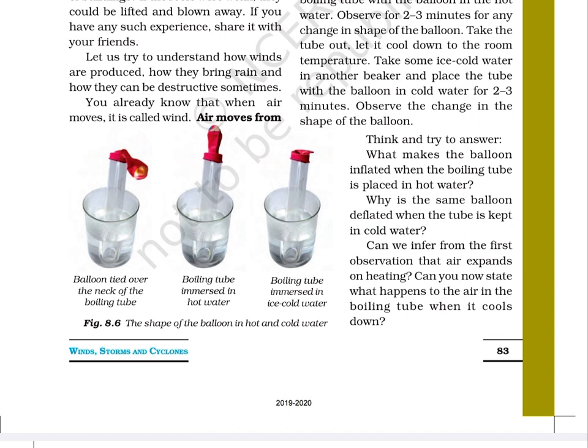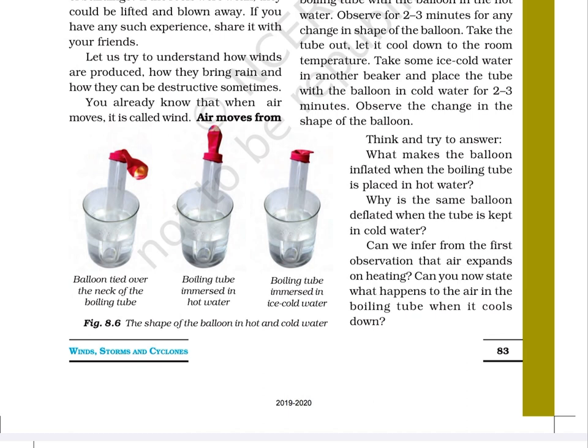Figure 8.6. The shape of the balloon in hot and cold water. In this figure, we can observe 3 different boiling tubes with balloons wrapped around their necks sitting in 3 different beakers. In the first image, the balloon is regularly suspended on a boiling tube. In the second image, where the boiling tube is immersed in hot water, the balloon has risen up. In the third image, where the boiling tube is immersed in ice-cold water, the balloon has shrunken in.